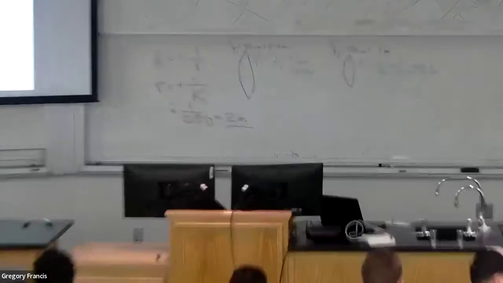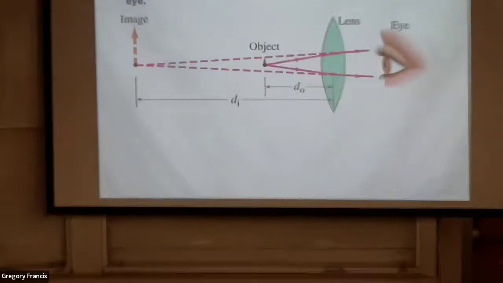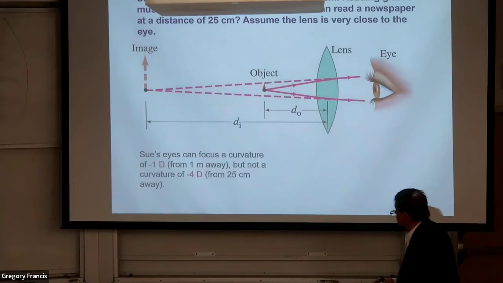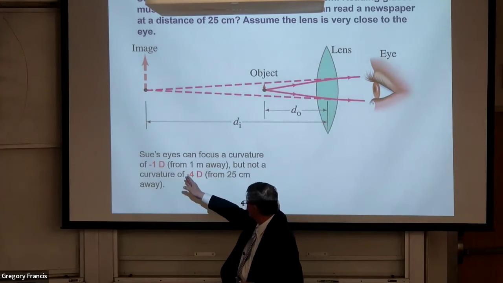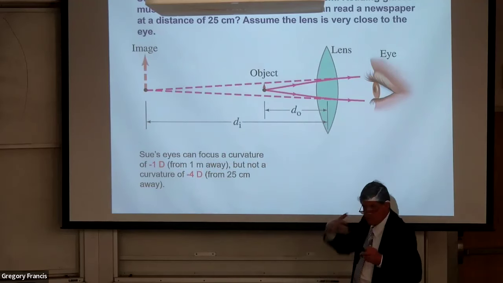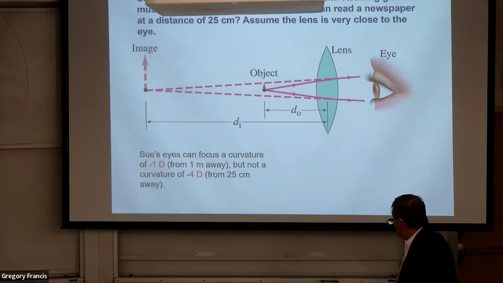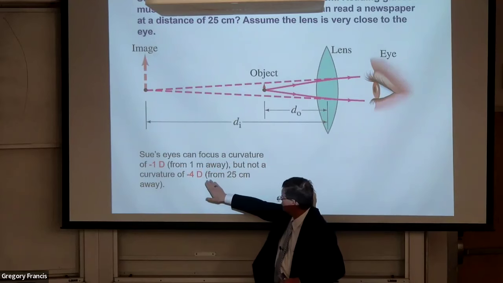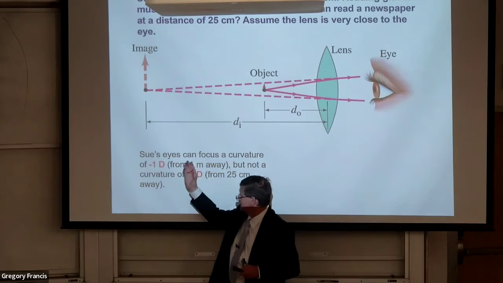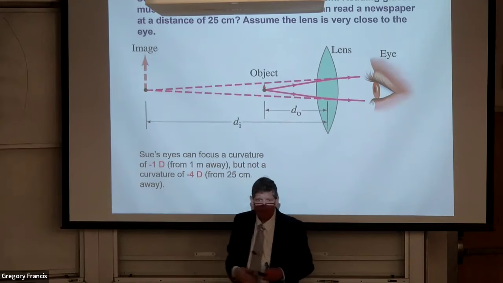Now let's sort some examples here. Farsighted eye. Sue is farsighted with a near point of 100 centimeters. Reading glasses must have what lens power so that she can read a newspaper at a distance of 25 centimeters, assuming the lens is very close to the eye. Okay, so what we want to do, Sue's eye can focus a curvature of -1 diopter. In other words, if light is coming from 1 meter from her eye, she can focus on it. That's fine. That's her near point. Okay. But not something that has a curvature of -4 diopters coming from 25 centimeters. We need a lens that will take a -4 and turn it into a -1.